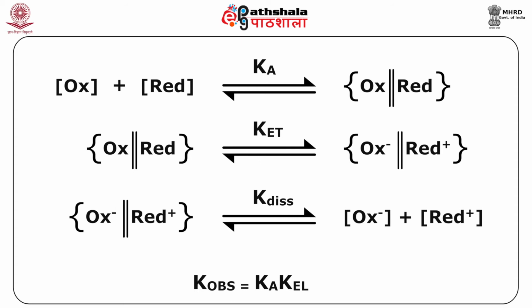Oxidant plus reductant combine at a certain rate of reaction and form the oxidant combined with the reductant, and that is called association. Now in this associated complex, where the oxidant and reductant are close enough, the electron transfer process occurs, and it converts to oxidant minus and reductant plus. Further, when the electron transfer process is over, this complex of oxidant minus and reductant plus dissociates and forms OX minus and reductant plus.